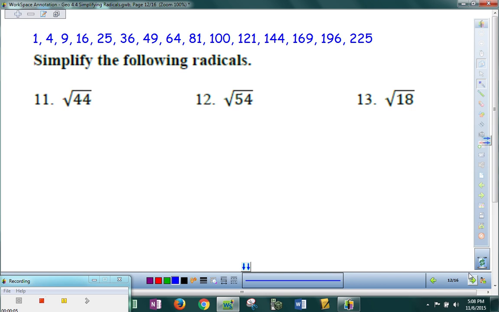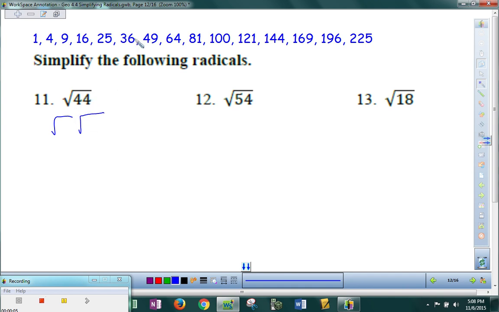Okay, for these next ones, again, our first step we want to do is ask ourselves, is 44 a perfect square? Well, in this case, 44 would appear on our list here. It's between 36 and 49, but it's not up there. That means it's not a perfect square. So what we're going to do is break these into what we know are perfect squares and what are not perfect squares. We're going to look at the factors of 44.